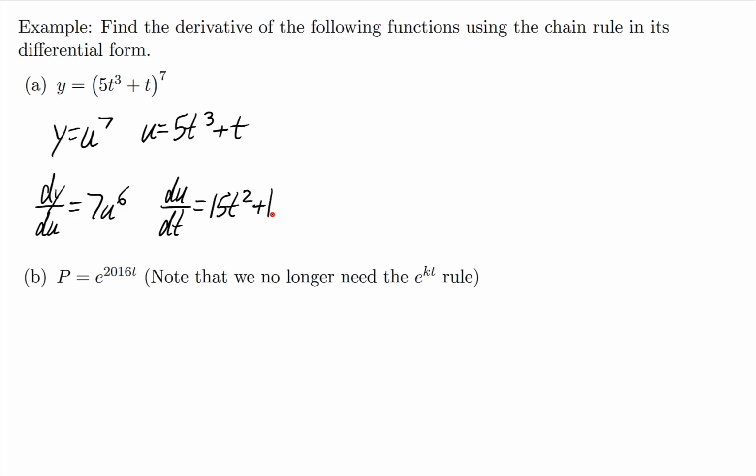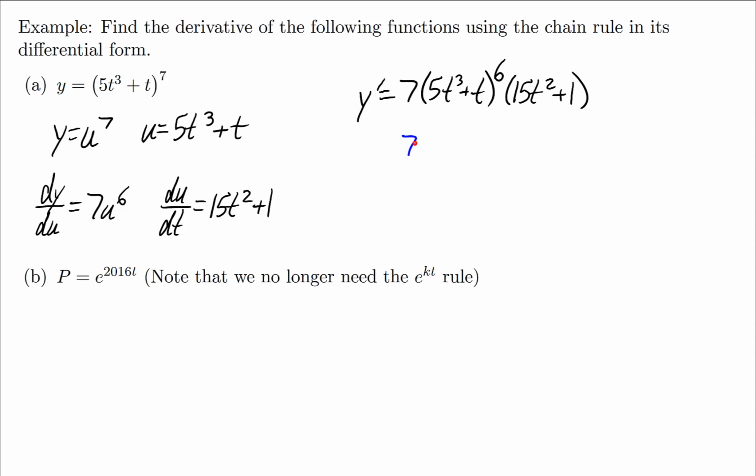Now let's just go through this. Remember the derivative from the chain rule would be the derivative of the outside, which was 7u to the 6th. But I'm not actually going to write 7u to the 6th. I'm going to write 7, and then u was 5t cubed plus t. You want to leave the inside alone. That's raised to the 6th power. So that's your 7u to the 6th. And then you'll simply multiply by the derivative of the inside, the 15t squared plus 1.